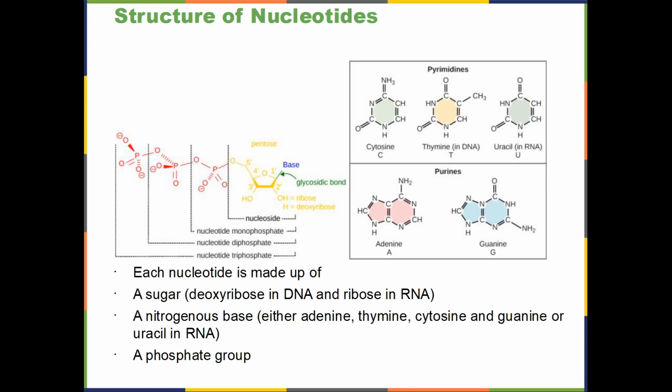Alright, they're made up of a sugar, a deoxyribose in DNA, and ribose in RNA, a nitrogenous base, either adenine, thymine, cytosine, or guanine, or in the case of RNA, uracil. Uracil replaces thymine in RNA, and then a phosphate group.